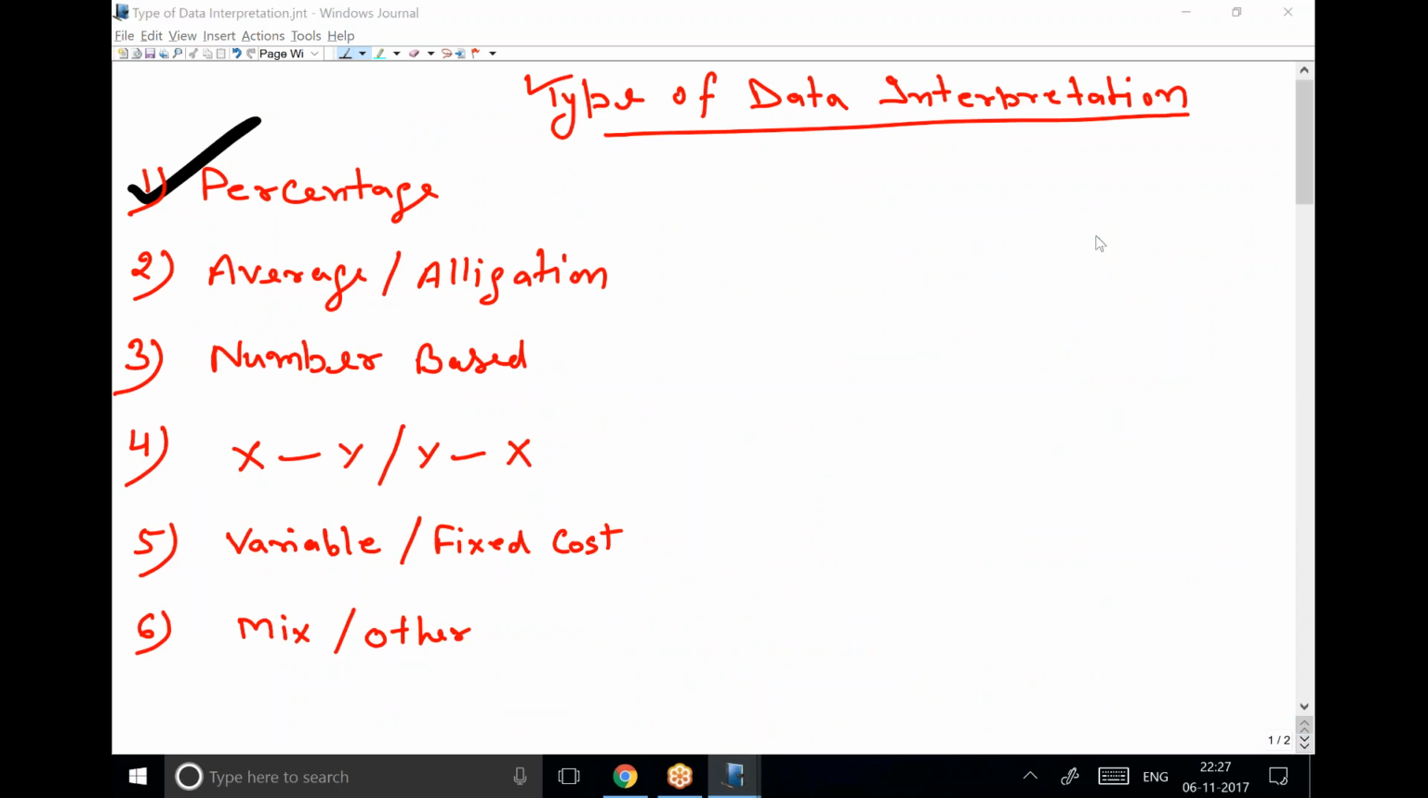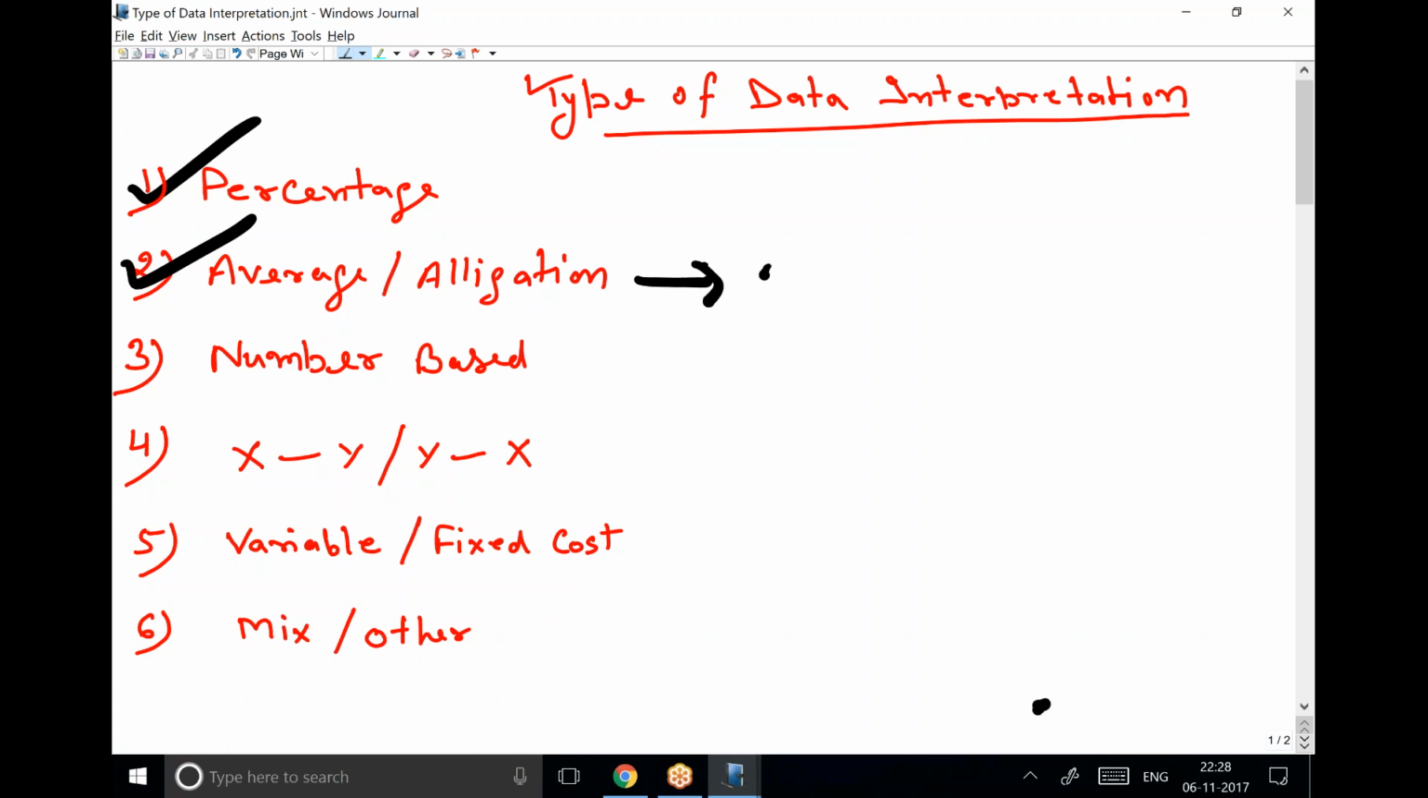So percentage is over. Now the second part comes out to be questions based upon average and alligation. When you are talking about questions based upon average and alligation, average we already know, right? Anyway, we are not going to use average while solving questions. We have a better method of doing it, as we have discussed in class. So we will be using the deviation method while solving these questions.